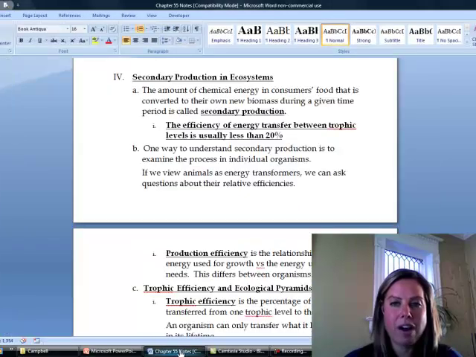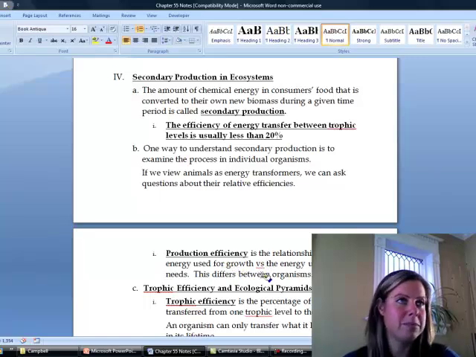So going along with that, we can call this production efficiency, the relationship between the energy that's used for growth versus the energy used for daily needs. Obviously, this is going to differ from organism to organism, right?